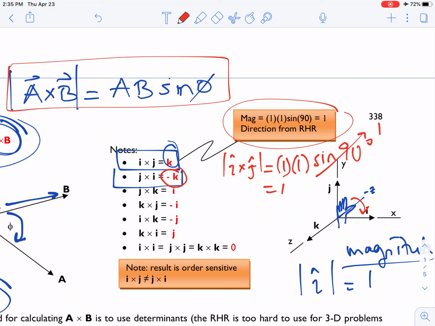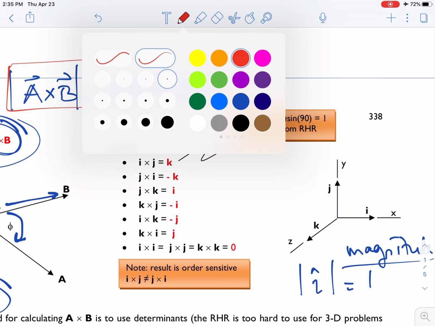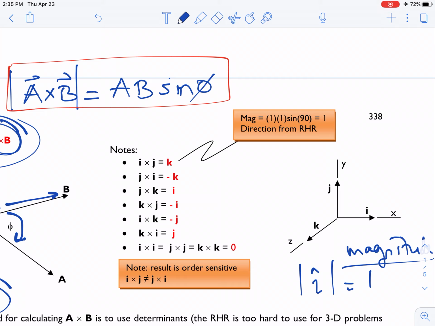And you'd get the same thing between j and i hat. The magnitude wise, it's also 1, j cross i hat. But the direction is negative, so you're getting a negative k hat vector. And if you keep going like this, let's check the others as well to see why we are getting those answers. So I'm going to focus on the next one. We got these two. Let's do j cross k hat.